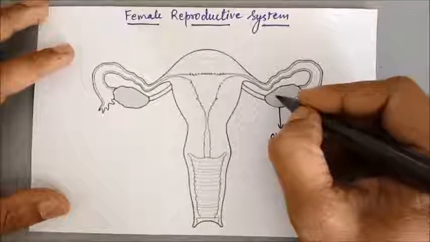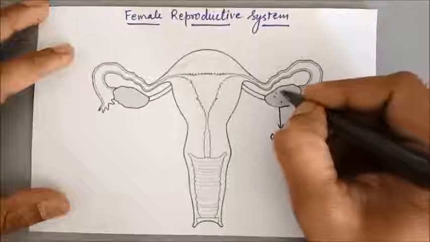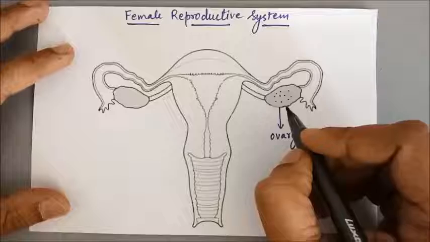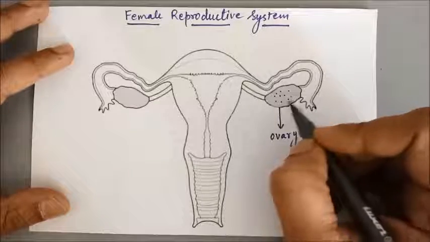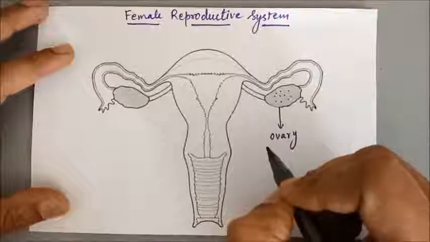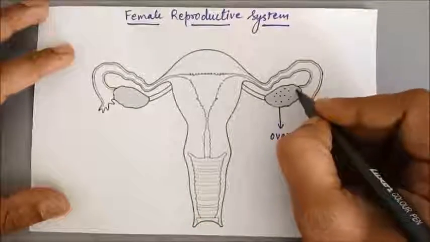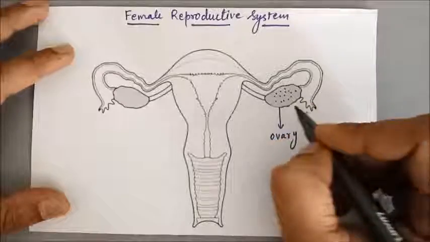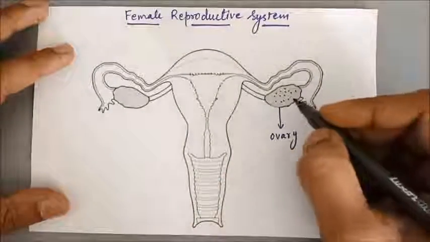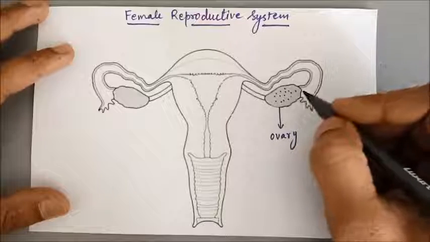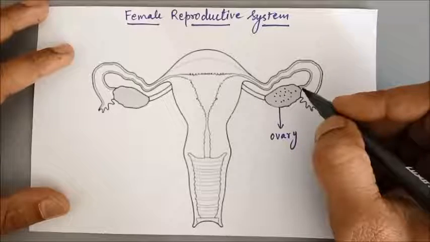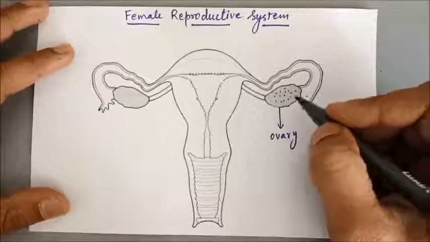This ovary contains lots and lots of eggs. These eggs are thousands in number, and these eggs are produced during the baby's development, when it is inside the mother's womb. So these eggs are immature eggs. There are thousands of them in both the ovaries, and these eggs only mature when the girl child reaches puberty. That means mostly after the age of 12.